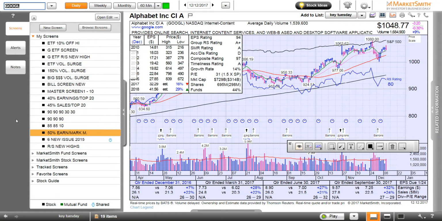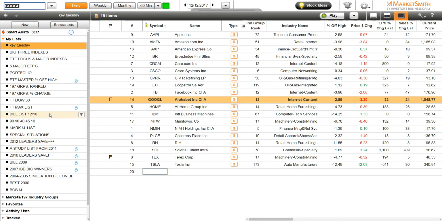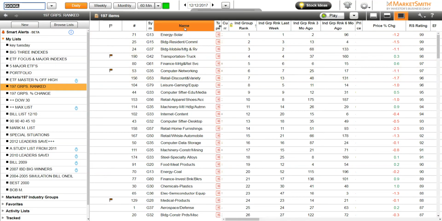Now I have to tell you this. Bill O'Neill's research points out that about 50% of a stock price's movement is related to the industry group and the sector that it's in. Well, watch this. I'm going to pull this up and show you something really neat right here. There are 197 industry groups in MarketSmith's database. Institutions use this too, and I rank them by industry group rank this week first, and I lock it. You see that little lock?